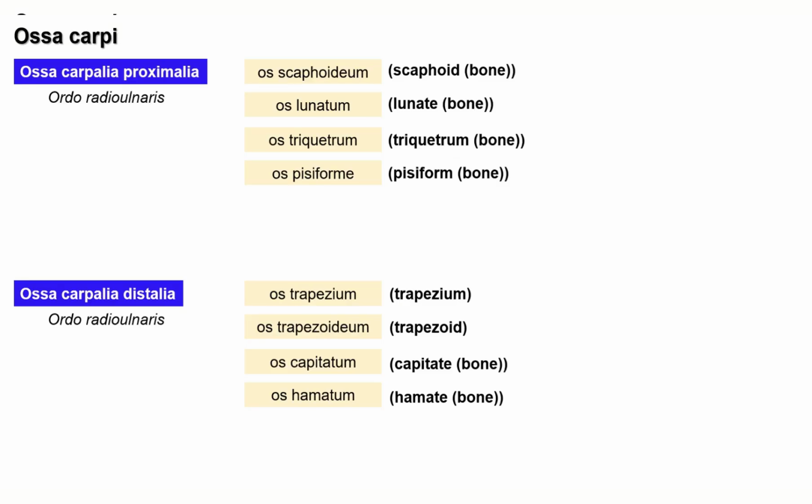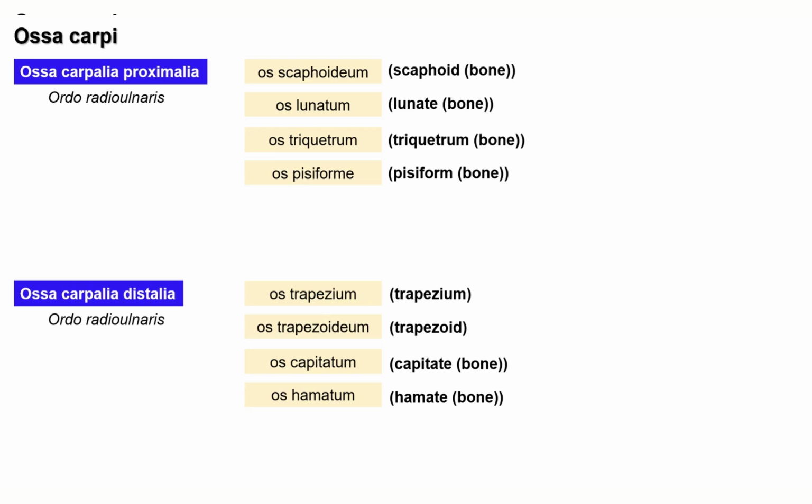In the case of the ossa carpi, that is the carpal bones, we can say that there is a proximal row of bones and a distal row of bones. The proximal row is called, in Latin, ossa carpalia proximalia, while the distal row is called ossa carpalia distalia, and the bones that make up these rows are usually listed in a radioulnar direction, that is, from lateral to medial, as is customary.